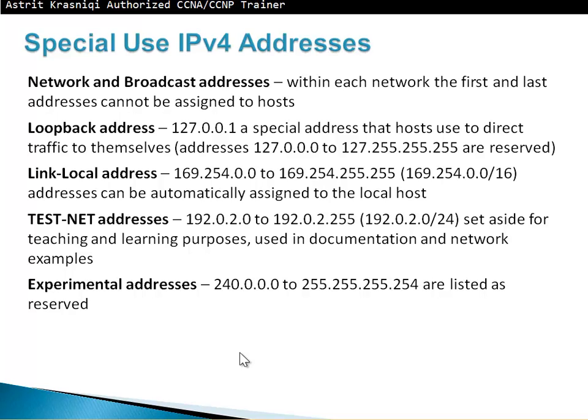Then we have link local addresses. Remember I said APIPA. If you can't contact DHCP, you're going to assign yourself an IPv4 address. Those IPv4 addresses are in this range: 169.254.0.0 up to 169.254.255.255.